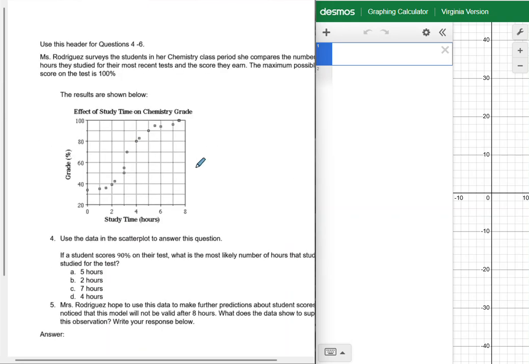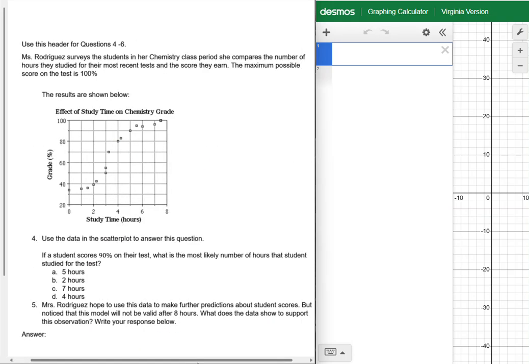Okay, so it says here, Mrs. Rodriguez surveys the students in her chemistry class period. She compares the number of hours they studied for their most recent test and scores on the exam. Okay, they should say exam. The maximum possible score is 100%. Okay. The results are shown below.